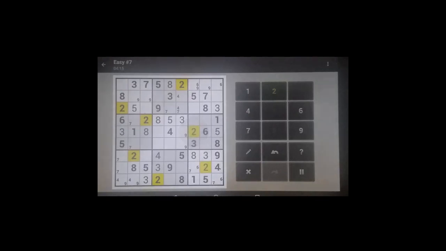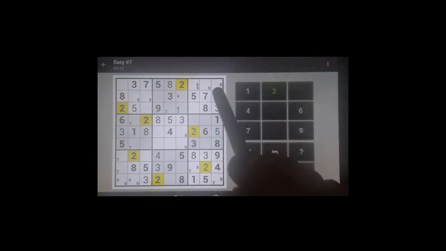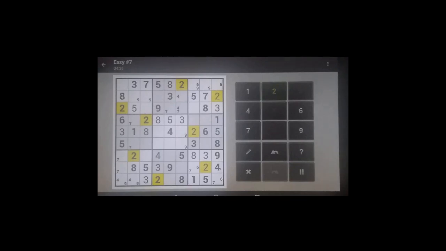This row's blocked. There's a 2. These 2 columns are blocked. This row's blocked. There's that 2. And this row is blocked. These 2 columns are blocked. There's that 2. To the 1s, this one has to be in the bottom row.